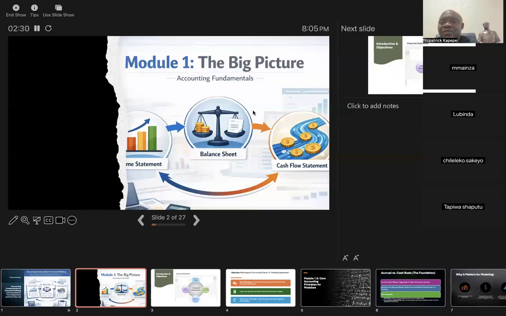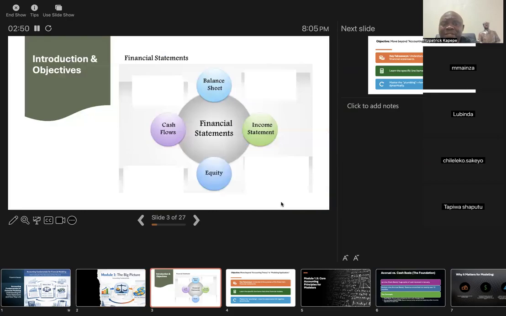So module one, we'll look at the big picture, just to have an understanding of these three statements. But maybe the issue here will be just to check that the financial statements, like I said, there are three most important statements.